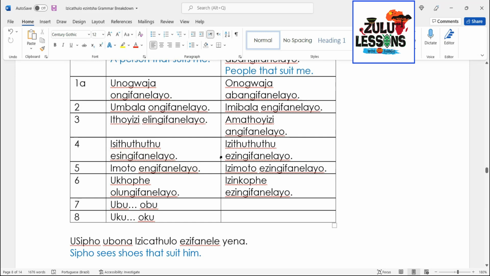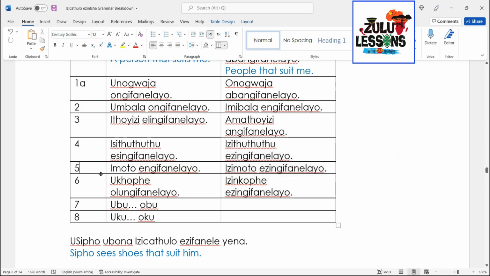For a class 4 plural noun, it's izithuthuthu ezingifanelayo. Ezingifanelayo. Now note that for class 4, 5, and 6, the plural is always the same. And so, of course, even here, we are going to have the very same prefix for the adjective or the adverb. That ezi, E-Z-I.